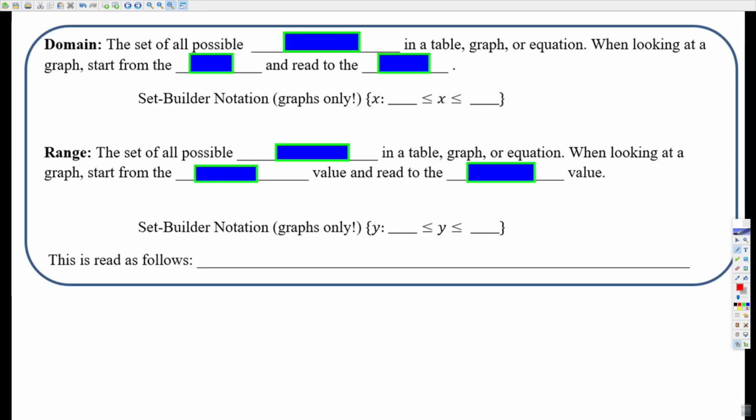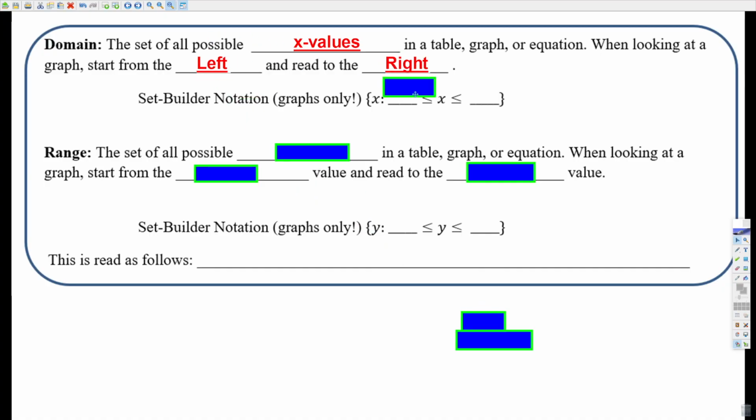Now we're going to switch directions and go to domain and range. And you probably have done this before, but domain is a set of all x values in a table, graph, or equation. When looking at a graph, you start and you read this actually from the left to the right. We only do this for graphs with this new notation. You've probably seen this before too.